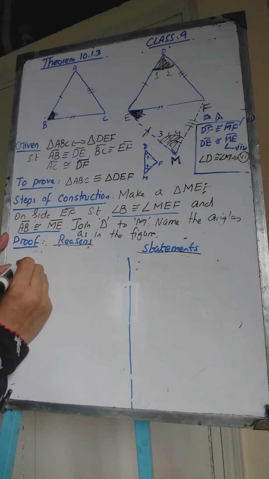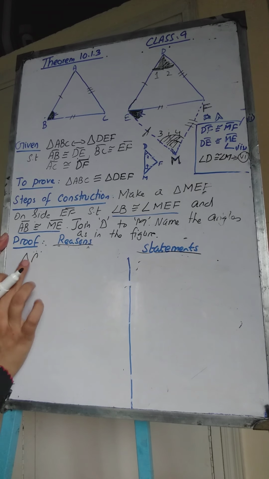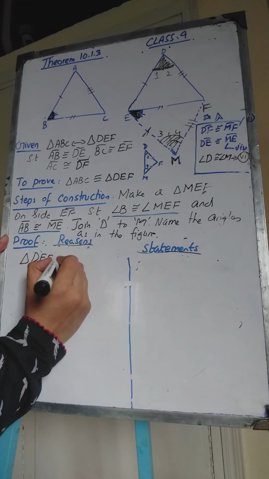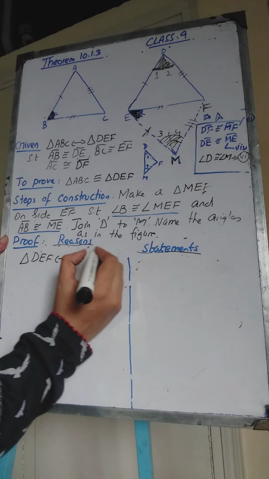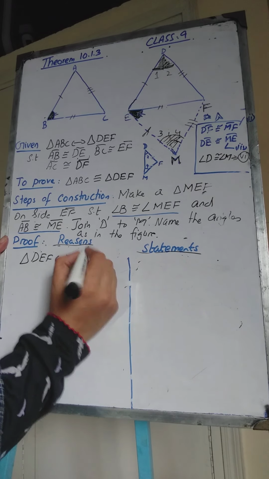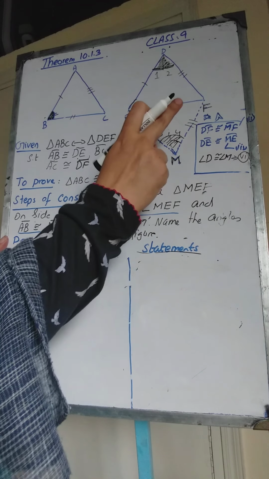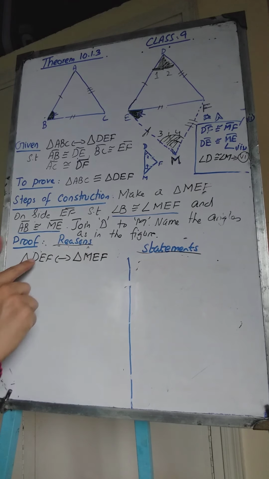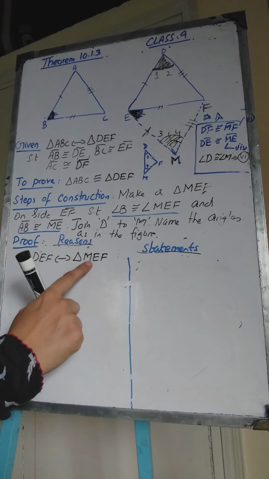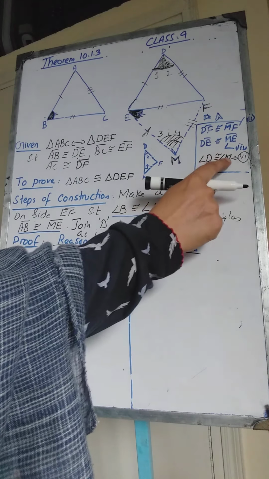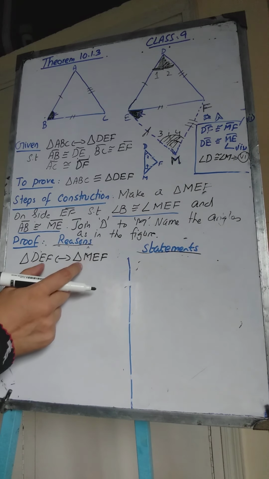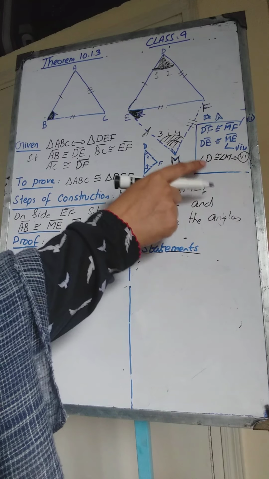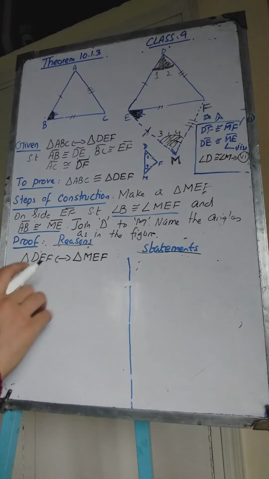Now taking the correspondence between triangle DEF corresponds to triangle EMF, or MEF. Now corresponding to D, I have taken M because I have proved that D and M are the same angle. So always take the correspondence according to the things that you have already proved congruent. Okay, be very careful here.